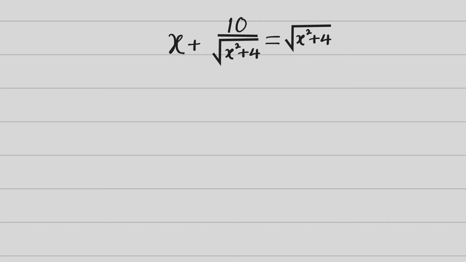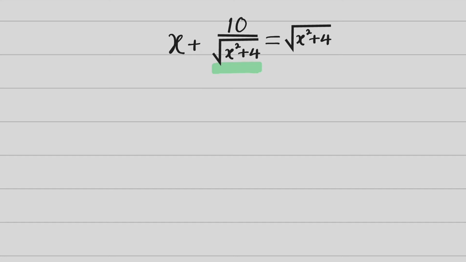Hello, good morning viewers. In this tutorial, we are going to find a real value of x that will satisfy this equation, such that the left hand side will be exactly equal to the right hand side. What we have here is x plus 10 divided by root of x squared plus 4, and to the right we still have another root of x squared plus 4. So the only fraction we have is this middle term.